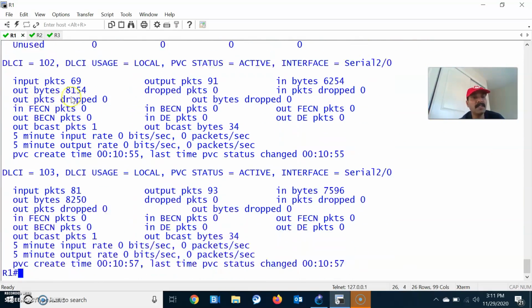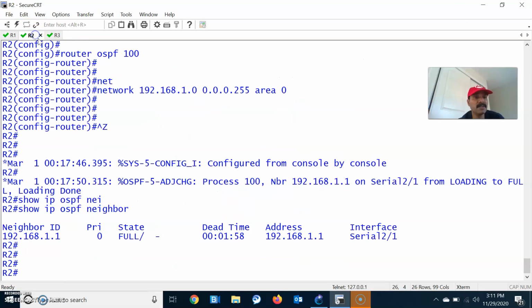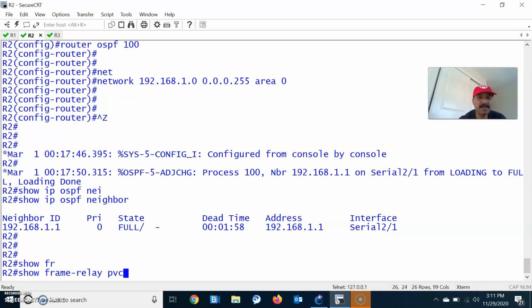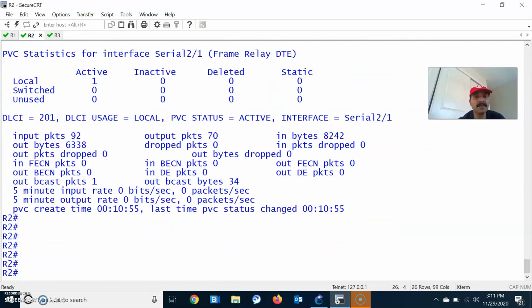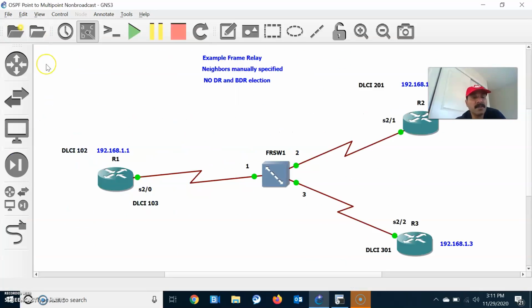So we're able to see, right, DLCI 102 and PVC status is active and the corresponding interface it is showing, and these are the PVC statistics. Similarly, you can check for R2, show frame relay PVC. It will show the status of the PVC. So this is an example of OSPF point to multipoint non-broadcast over a frame relay network.